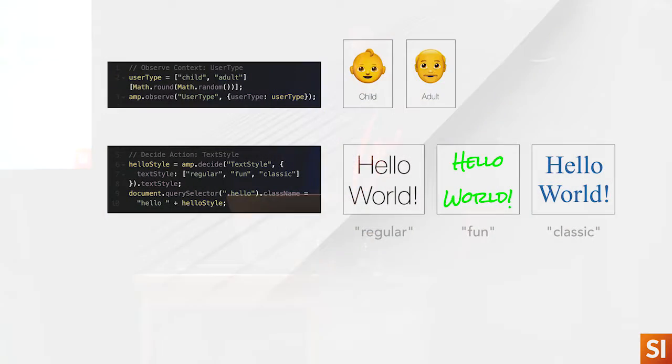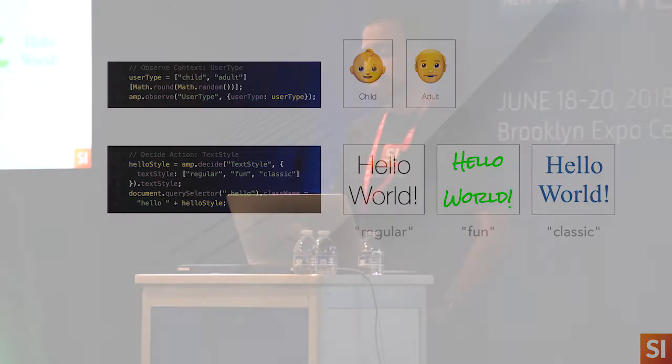Second, we make a decision that will affect the behavior of our software. In this case, simply the style of the hello world text. The first action here is called the default action, which is really the default behavior of our app until we start optimizing. And you can see the labels I put under the different styles of hello world. They're called regular, fun, and classic.